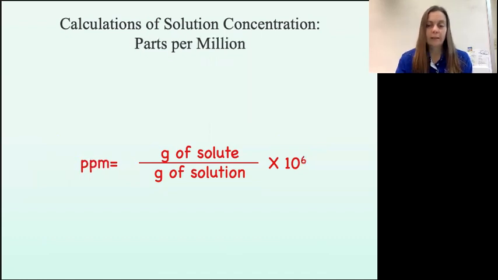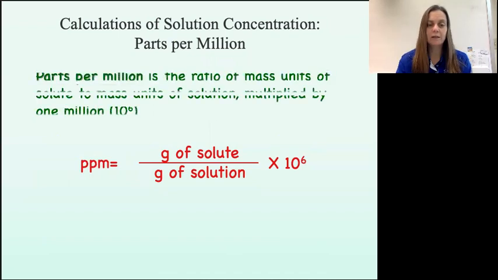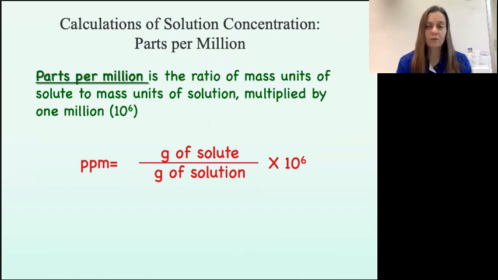Okay. Then we have parts per million, and parts per million, like mass percent, is a ratio of mass units of solute to mass units of solution multiplied by a million, or 10 to the 6th. As I said at the beginning, parts per million tends to be used for very low concentrations. Often it's used to measure pollutants in water or in air. Grams of solute per gram of solution times a million.